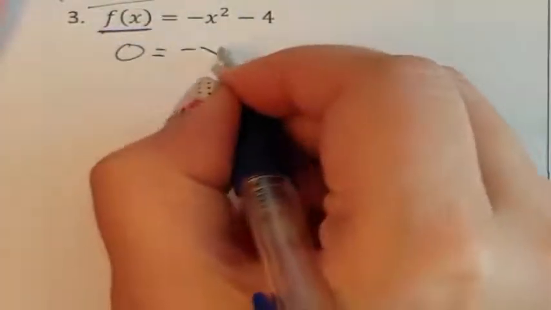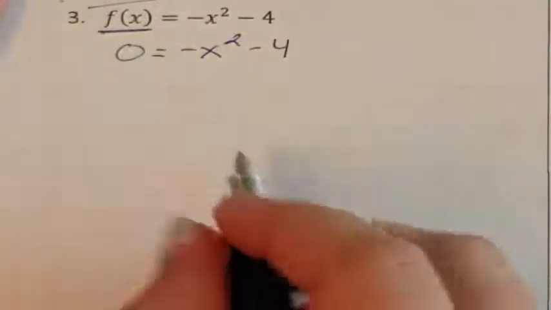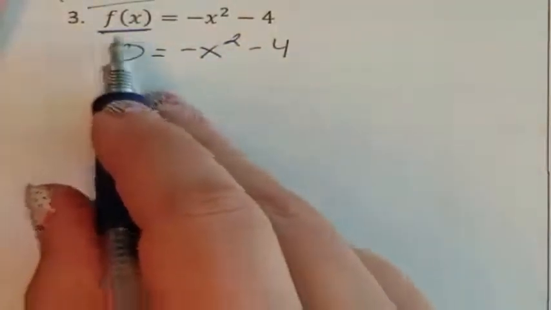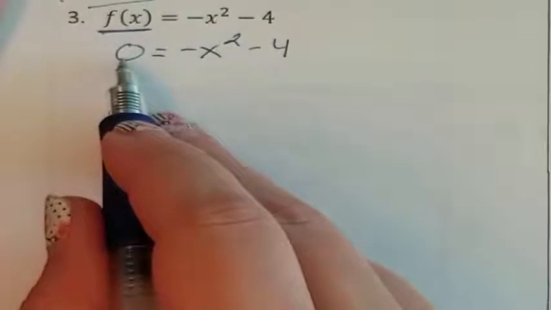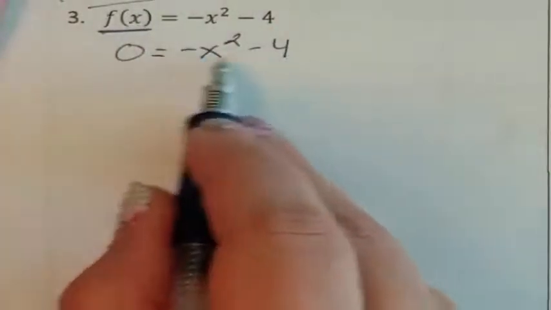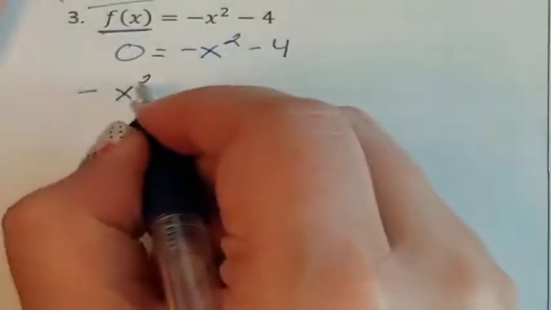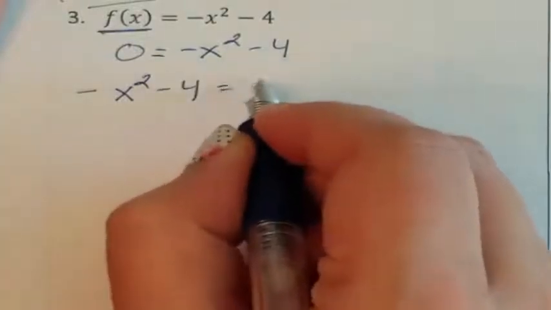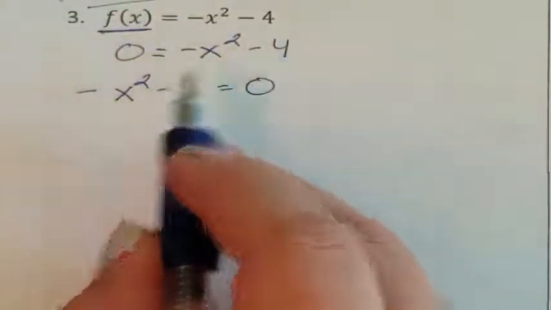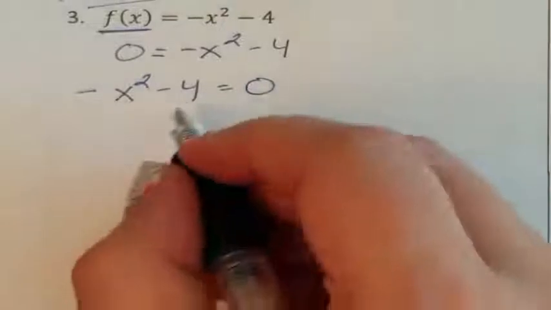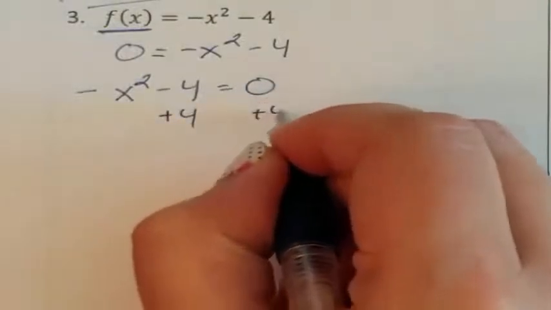So 0 equals x squared minus 4. We're trying to find what values of x would make the problem equal to 0. If you don't like the 0 on the left and you want it on the right, this entire quantity was a negative x squared minus 4, and it was equaling 0. Just rewrite the entire quantity on the other side. So now we're going to go ahead and solve. We're going to add 4 to each side.